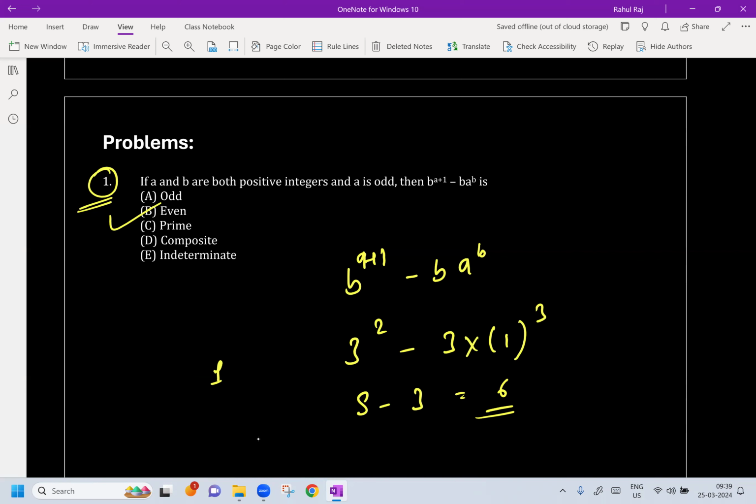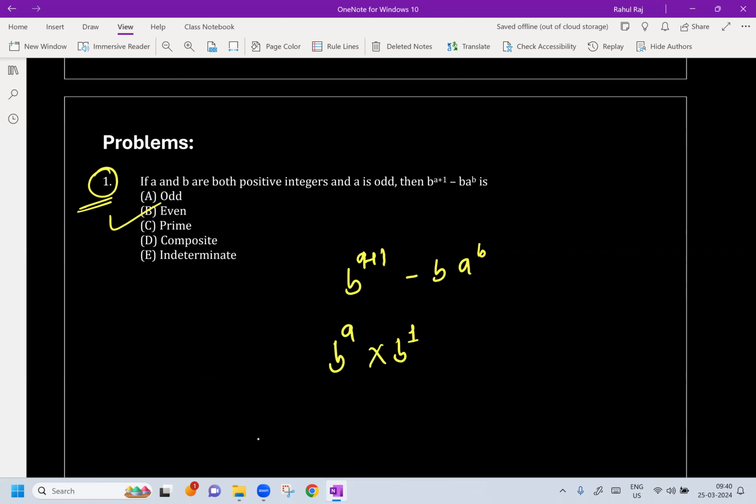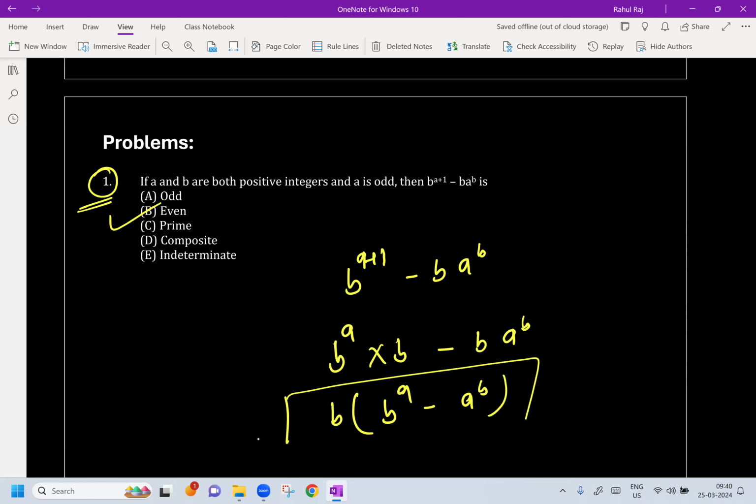And then what happens? This is how you go about it. If you feel the question seems a bit complex to you, then you can try and reduce it. So I can say this as B to the power A into B to the power 1, normal exponential terms, and B to the power A, B. Now B to the power 1 is B. Now I'll take B common. Now B to the power A minus A to the power B. I don't do it this way. We have anyway got the answer, B.